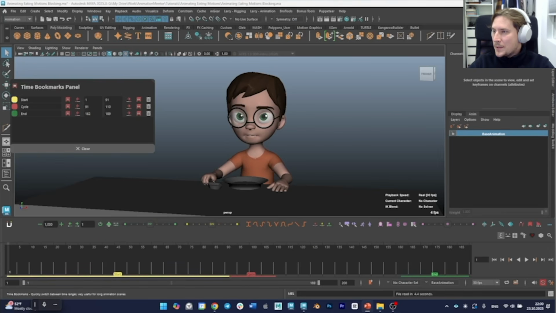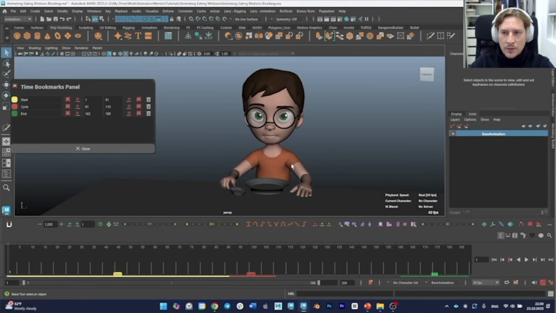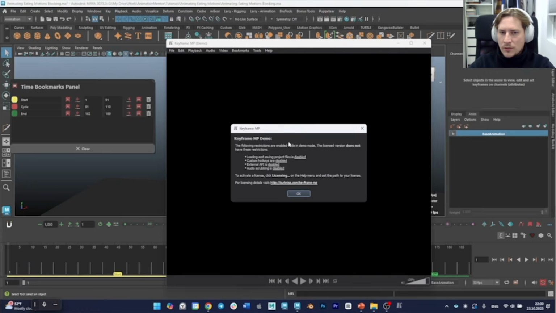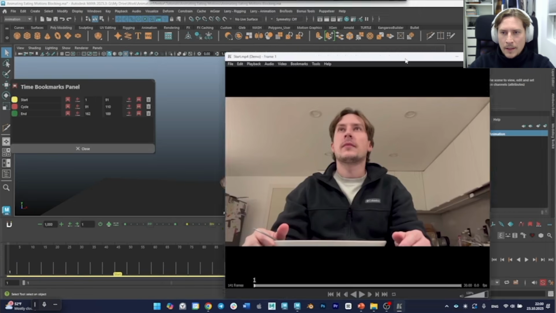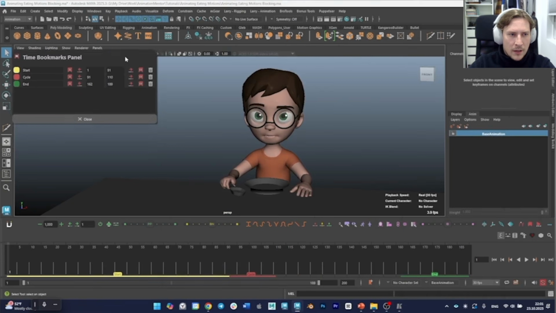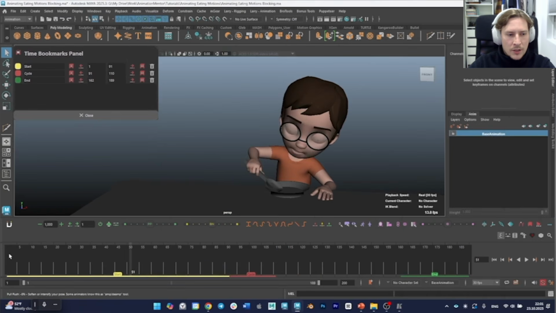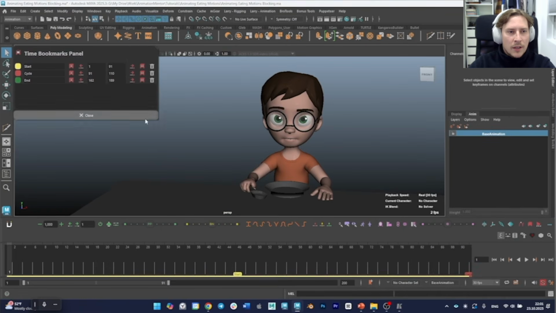That's the second part. And it's a good thing that while I was doing the animation, I had my second screen here playing my references. So this is my first reference. In my scene, you can see that I have bookmarks here. It's a blocking animation, and I separated it into three stages: start, cycle, and end. It's basically those three that we discussed. Start is preparation, cycle is chewing, and end is swallowing.